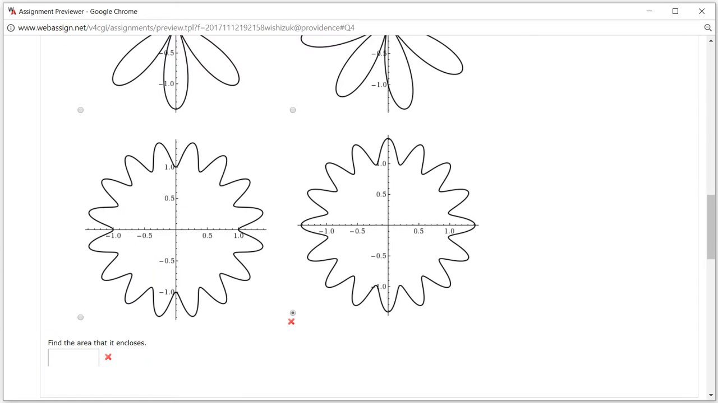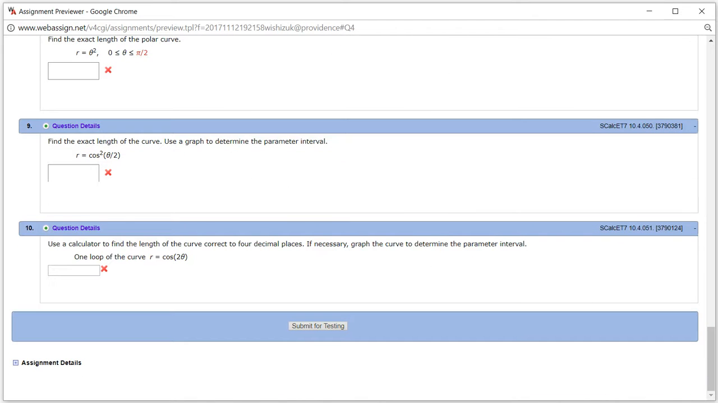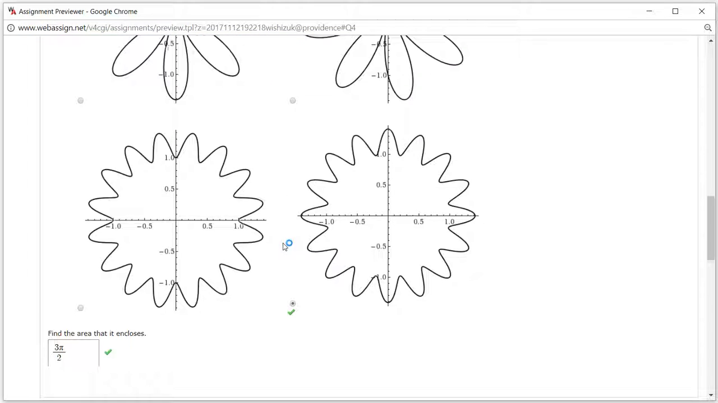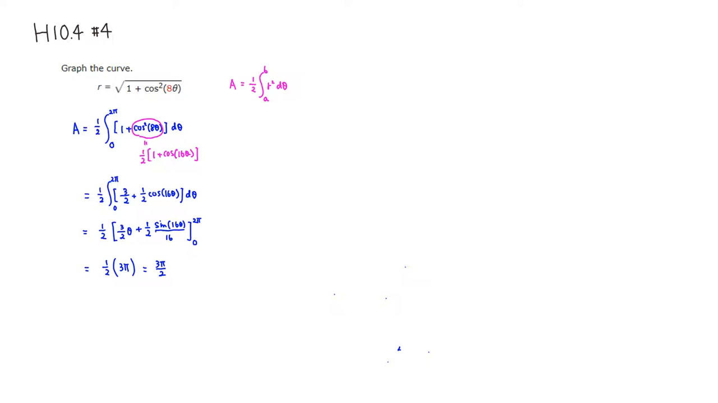So let's type it in. We're going to get 3 pi over 2. Let's submit for testing. Alright, it came back and it looks like we got the correct picture and the correct area. Alright, that's it. I hope that this was clear.